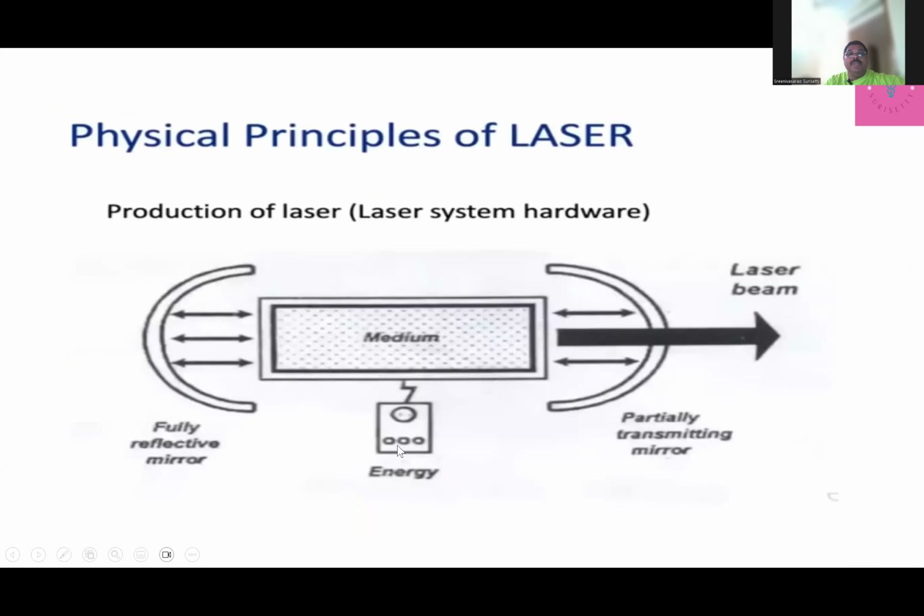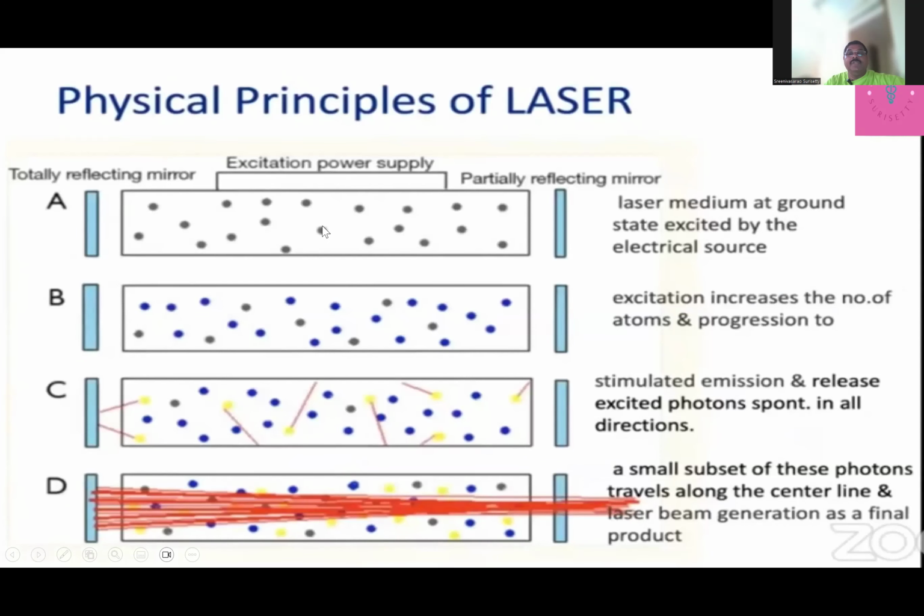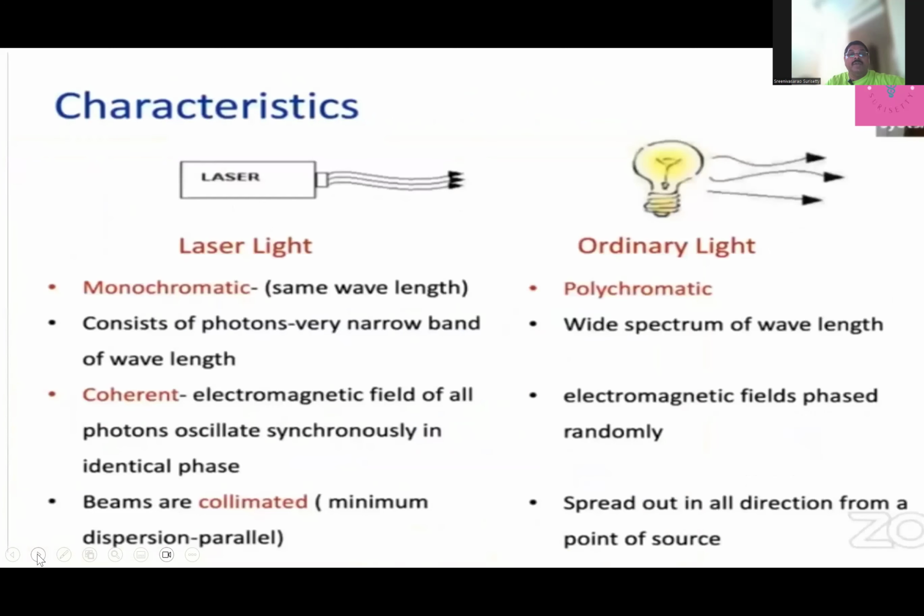The electrical energy will stimulate the medium. The medium will generate stimulated atoms, and it will stimulate the beam. That beam will be delivered as a laser beam. So this is the entire process. This is the laser medium. It should be excited by the electrical resources. Two reflecting mirrors will be there. This excitation increases the number of excited atoms and progresses to stimulated emission. So you can see the release of excited photons spontaneously in all directions. Then a small subset of these photons travel along the center line to form a beam, the laser beam, and generate the final product.